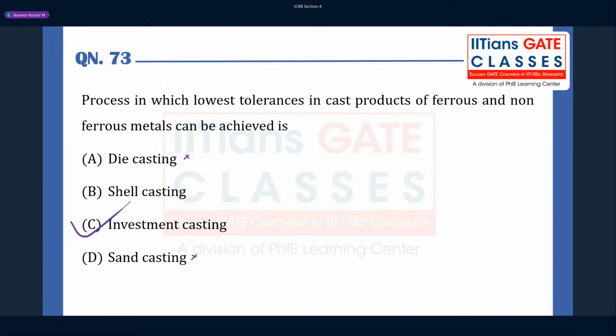Investment casting is known for its precision, but shell casting also is good, but not as good as investment casting. So the lowest tolerance, meaning the highest precision, is achieved in investment casting. That is the reason why these are used for jewelry, medical instruments, and all these applications where investment casting is being used.